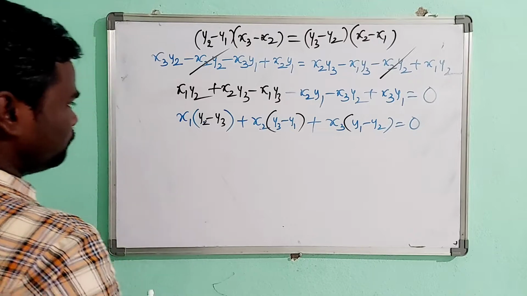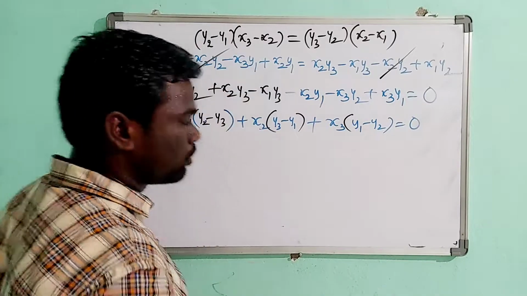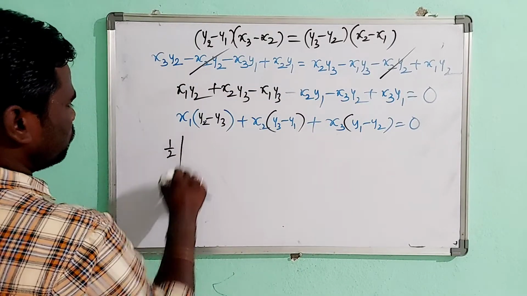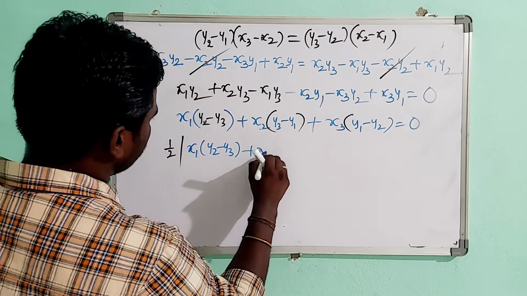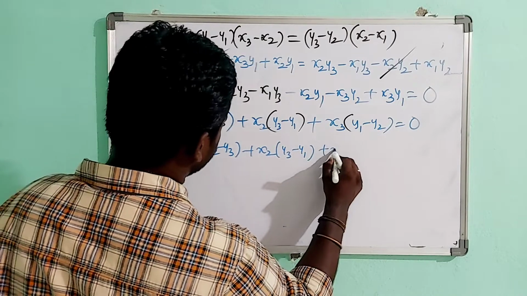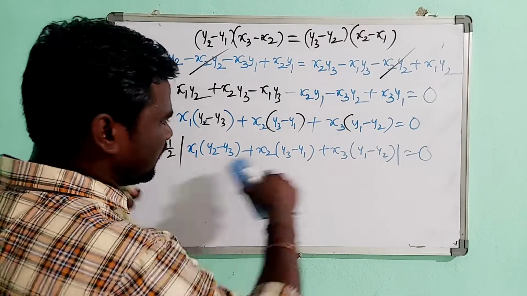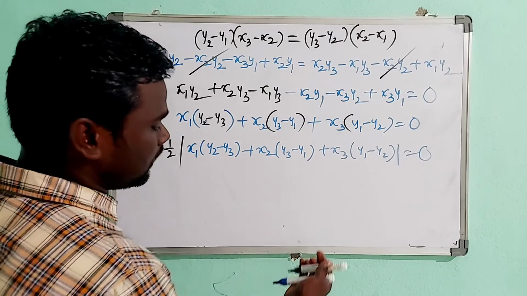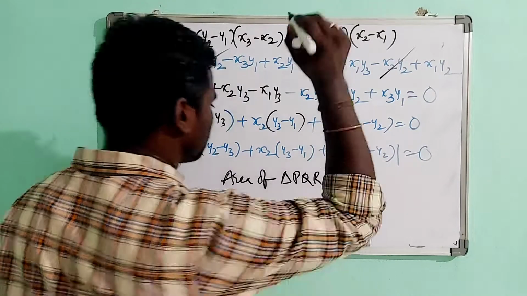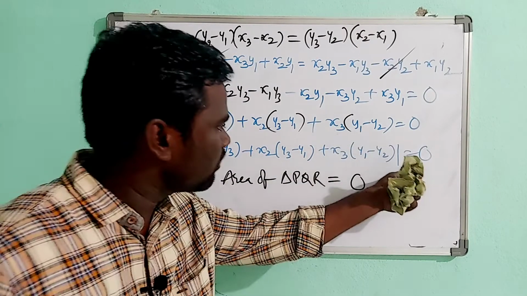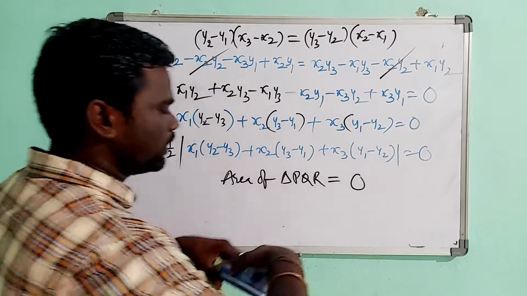What I am trying to do is multiply both sides by 1 by 2. Coming to the RHS, 1 by 2 times 0 is 0. Now here, 1 by 2, take a modulus: x1 into y2 minus y3 plus x2 into y3 minus y1 plus x3 into y1 minus y2 equal to 0. We all know what it is: the area of triangle PQR equals 0. This is the formula for area of a triangle, and here the triangle is PQR. So area of triangle PQR equals 0 here. So this is the 8th one.